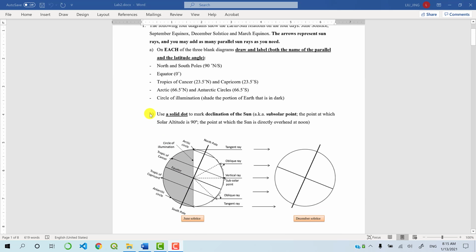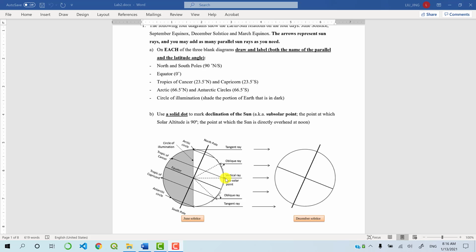And then the second question is, I want you to use a solid dot, like you can see here. I should use red dots, but this is the vertical ray, where the vertical ray strikes the Earth's surface. This dashed line is the Earth's surface. It's a tangent line, that is the horizon ground at this latitude. This point we call the subsolar point, or declination of the sun.